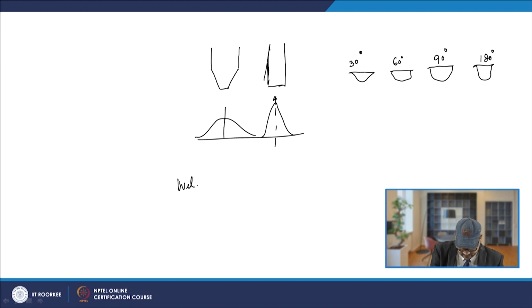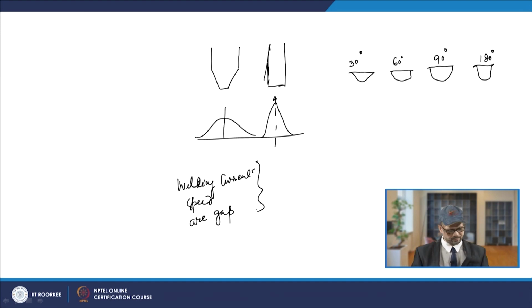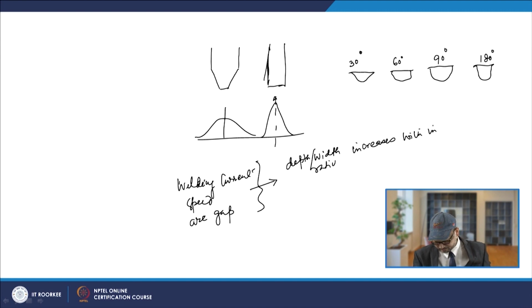This observation was made by one of the researchers, Savage, and he found that if you keep the welding current, the speed and the arc gap constant, the depth by width ratio increases with increasing vertex angle of the conical tip of the tungsten electrode.